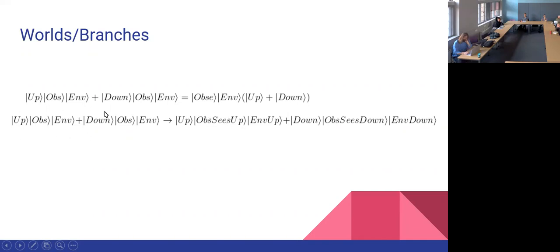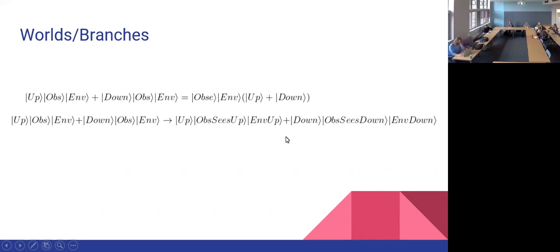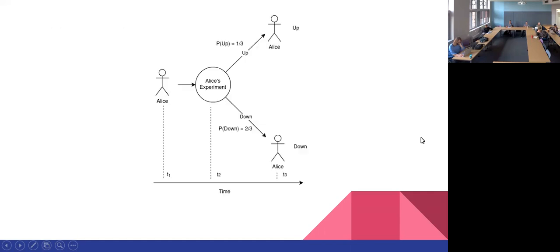So before a measurement or experiment, we have a system where the observer and its environment can be factored out, and then afterwards we have a system where there's an observer that sees up and an environment entangled with that observer, and there's an observer that sees down and an environment entangled with that observer. So at the very basic level, these are the branches or the worlds of Everettianism.